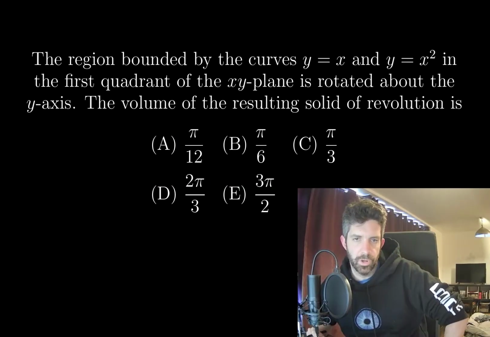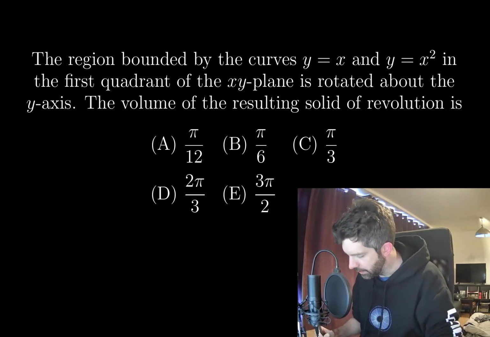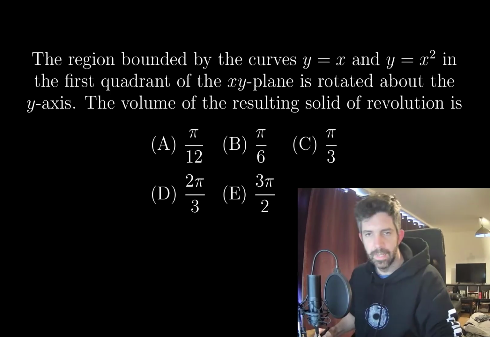The region bounded by the curves y equals x and y equals x squared in the first quadrant of the xy plane is rotated about the y-axis. The volume of the resulting solid of revolution is one of these options. Okay, this should be a fairly standard computation.